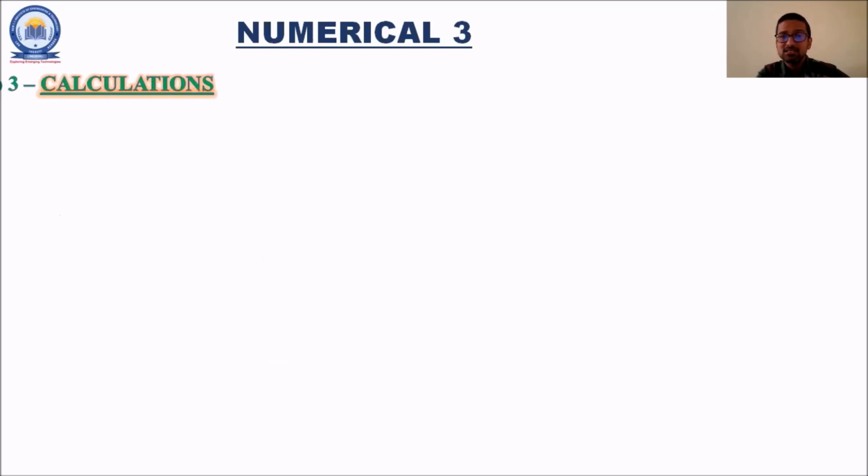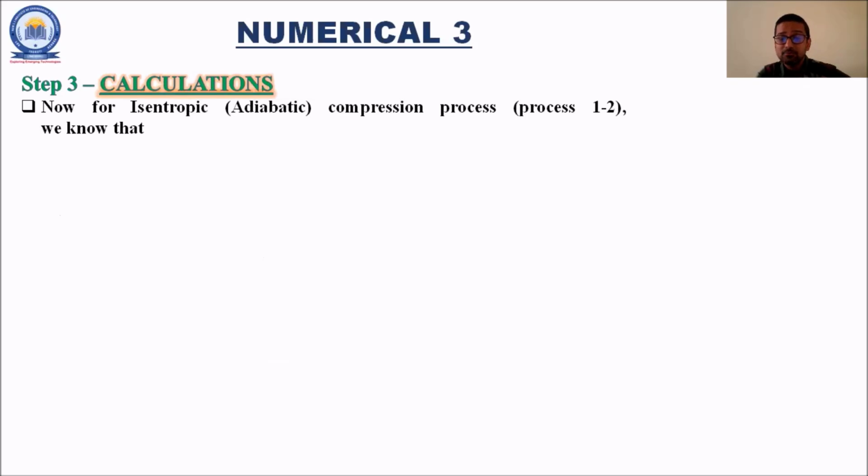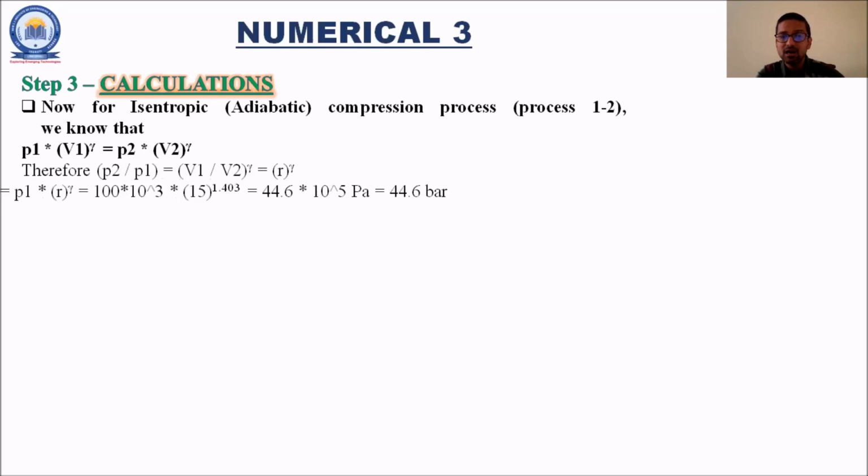Moving further with the same process, that is the isentropic adiabatic compression process, process 1 to 2. P1 V1 raised to gamma is equal to P2 V2 raised to gamma. Pressure on one side, volume on another side. V1 by V2 is equal to r. So that is r raised to gamma.